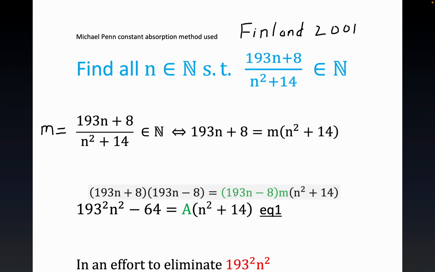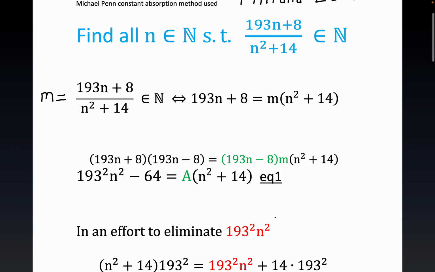But in any event, it turns out to be useful just to give this green expression a name. We call it A. So that's the first constant that absorbs this expression right here. Now, you probably could carry this all the way through the problem. But anyway, this is the way he did it. Okay, so we have equation 1 right here.